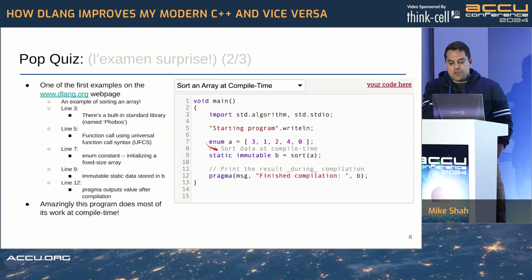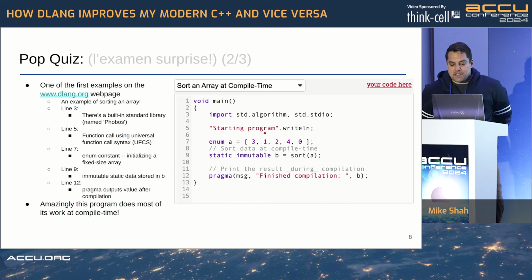Line 7 has an enum. Enums must be known at compile time, so we're setting up this array here of numbers, which are just set up with brackets. And then line 9, we have an immutable value here, so that's not going to change at all. So immutable, usually a key for doing computations at compile time, and we're able to just call a regular sort function. So there's no special compile time or any magic with that sort function. It'll just sort the array. And then the pragma here will print out finished compilation when we compile the program with the sorted array. Then when we actually run this program, it's just going to print out starting program, and that's it.